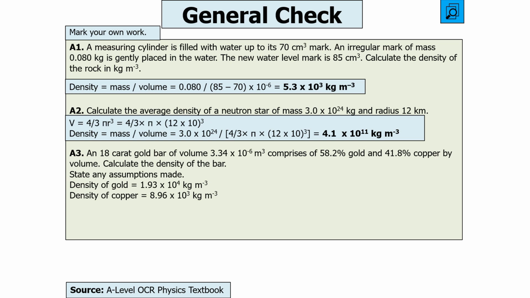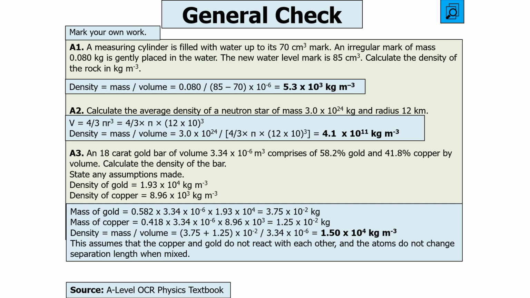In this next question, when you've got an alloy, what you would do is work out the mass of each individual metal. So you'd say, well, you've got 58.2% gold, so it's 0.582, times the density of gold, times the volume that it will have, which would be 3.34 times 10 to the minus 6. So you get the mass of gold out. You do the same for copper, but again it's 41.8%, so it's 0.418.